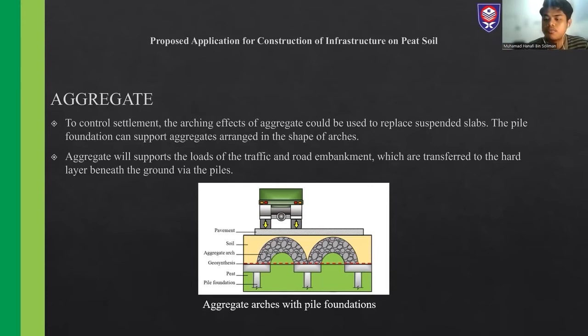Several solutions were proposed to address these issues. To control settlement, the arching effect of aggregate could be used to replace suspended slab. The pile foundation can support aggregate arranged in the shape of an arch. The aggregate arch supports the loads of traffic and road embankment, which are transferred to the hard layer beneath the ground via the piles. So this is an example of an aggregate arch with pile foundation.